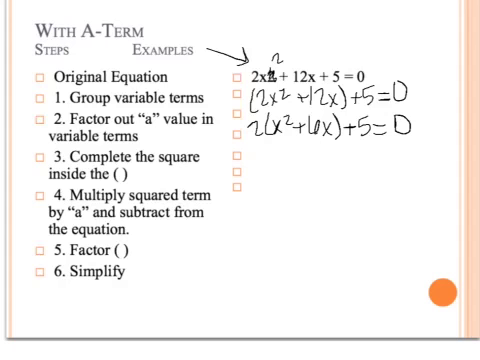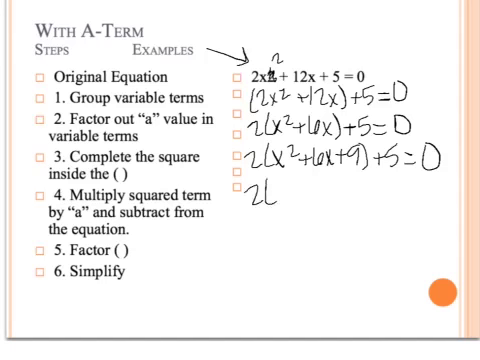Step 3 is complete the square inside the parentheses. So 2 times x squared plus 6x plus 9. Step 4 is to multiply the squared term by a and subtract from the equation. So 2 times x squared plus 6x plus 9, plus 5 minus 18.